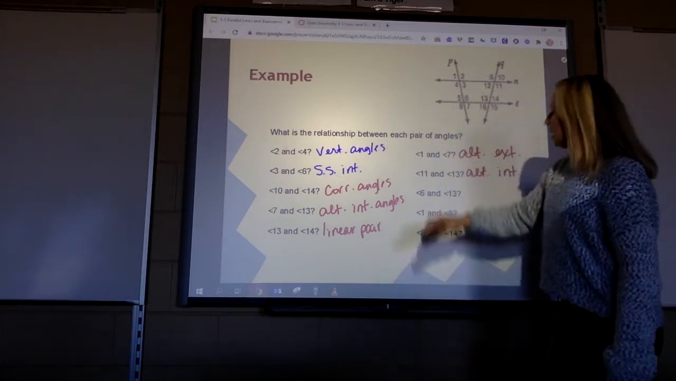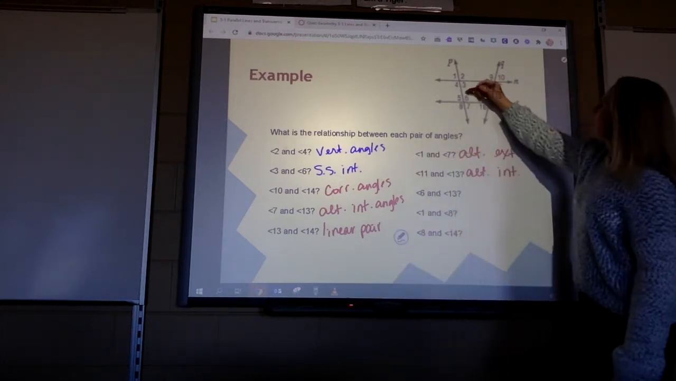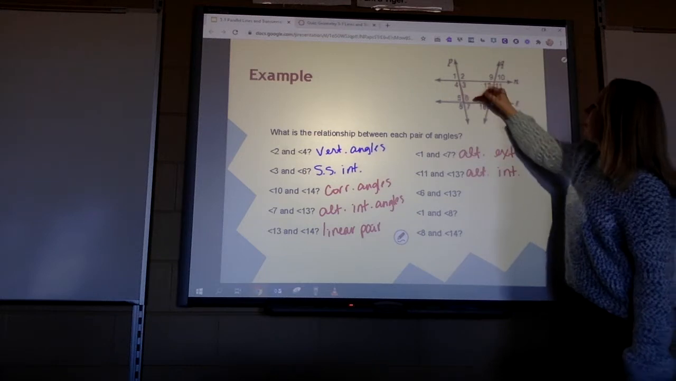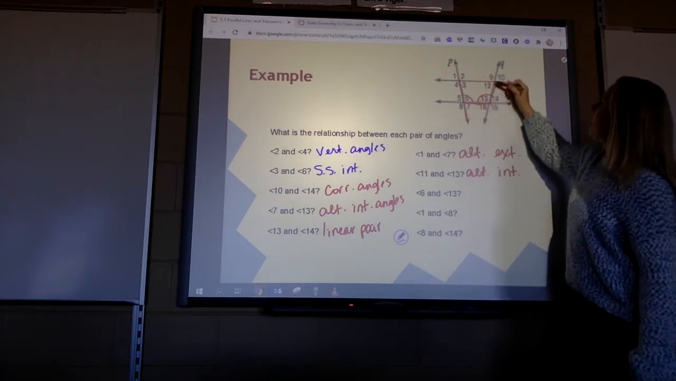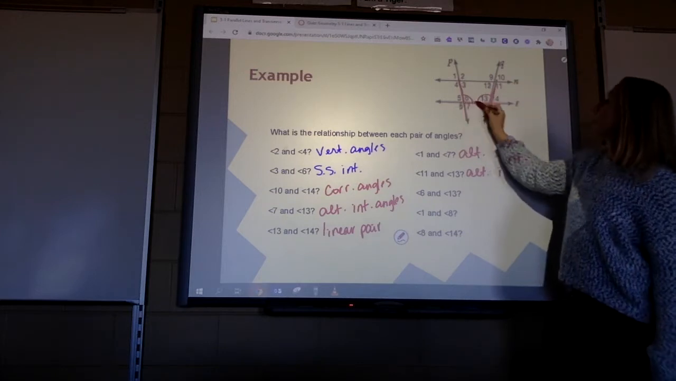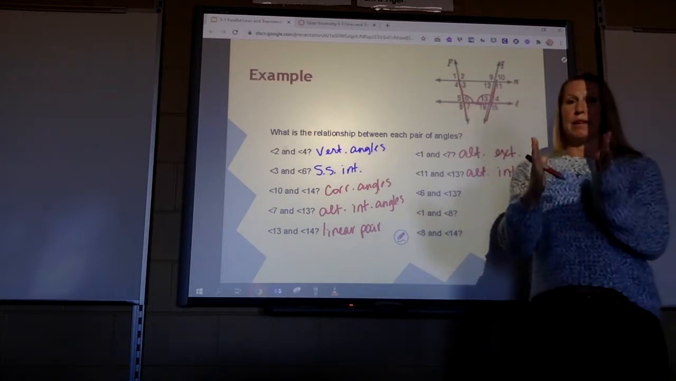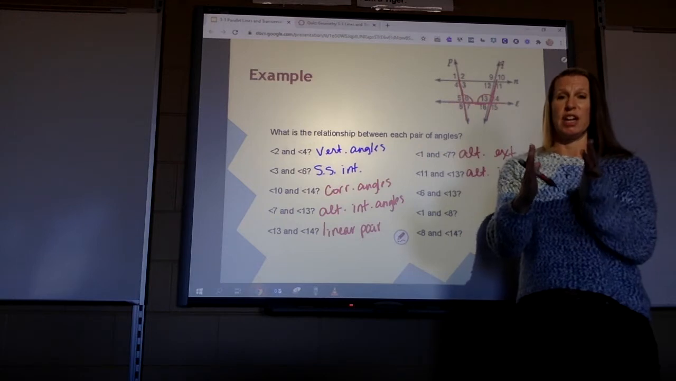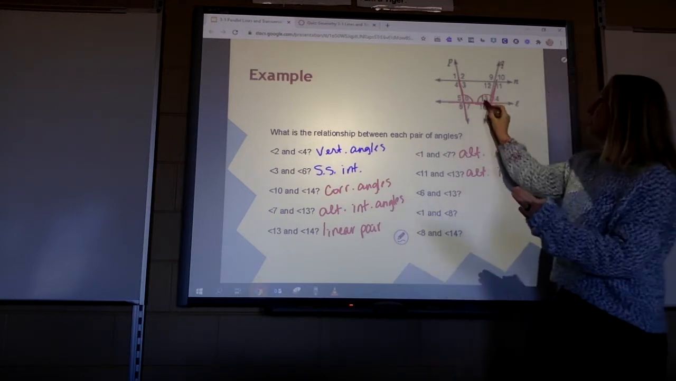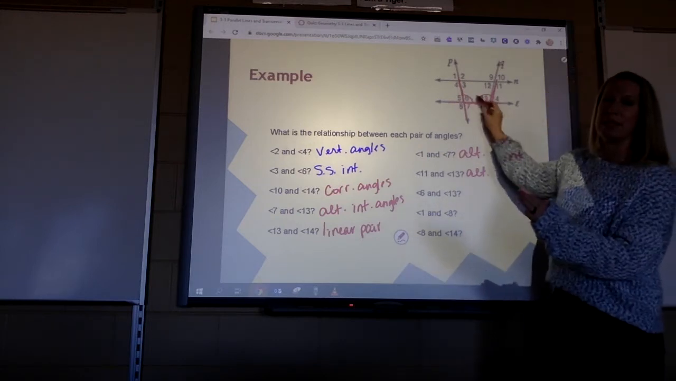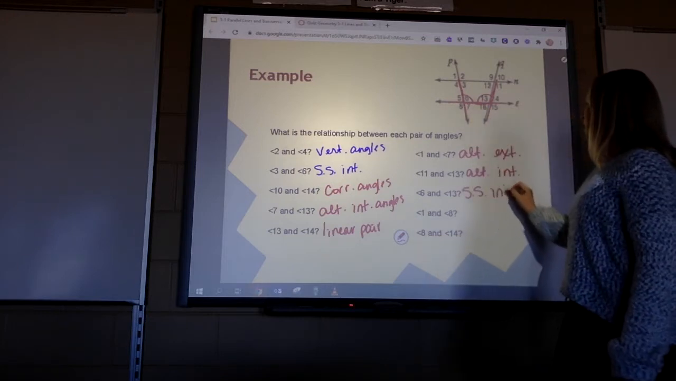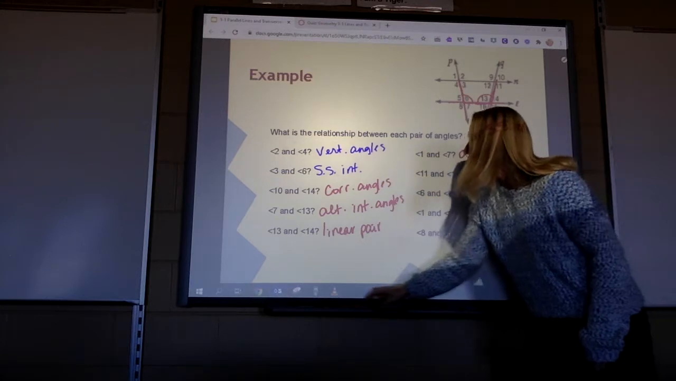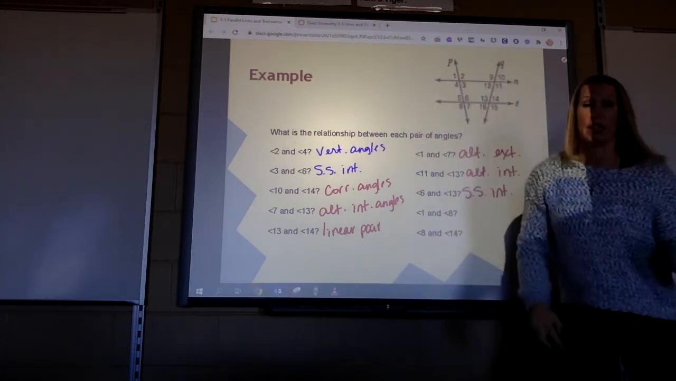6 and 13. Here's angle 6, here's angle 13. So these would be my lines, and that would be my transversal. They're in between the two lines, so they're interior. And do you see how they're on the same side of the transversal? Same side interior, also called consecutive interior.